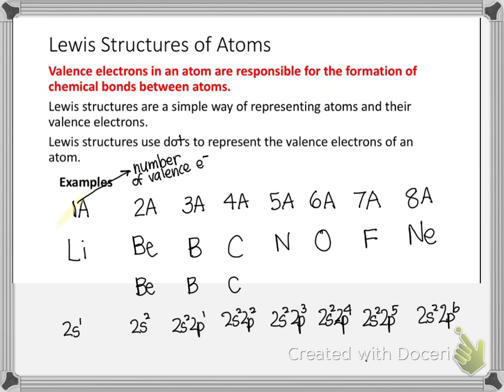So lithium has one valence electron, so we would just place one dot. Underneath it on the bottom, I have written the valence electron configuration, so you can connect it to the s and the p orbitals. It doesn't matter which side you start the dot on, so I just started it on the left.